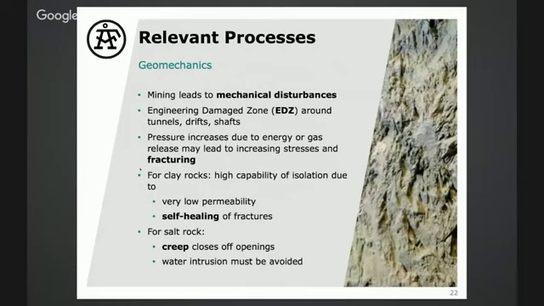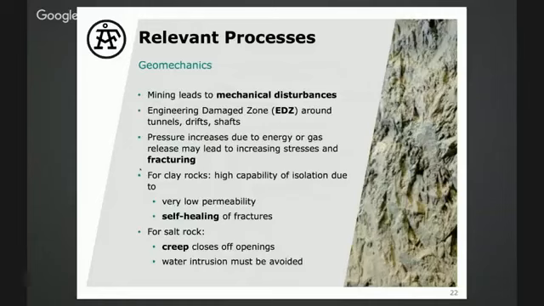Finally, we also have to consider mechanics, in particular geomechanics. The formation of the engineered damage zone is definitely a concern. It might lead to preferential flow and transport paths along tunnels, drifts, and shafts. There also, because of the energy and gas release and the increasing pressures and stresses, rocks might fracture. And there, it's important to see what kind of rock we're in. Is fracturing critical, or is it maybe not so critical? For example, clay rocks with very low permeability might fracture if the pressure is high enough, but very likely once the pressure has decreased again, it's a self-sealing property of clay rock, so fractures will close again, and the rock will again become low permeability.